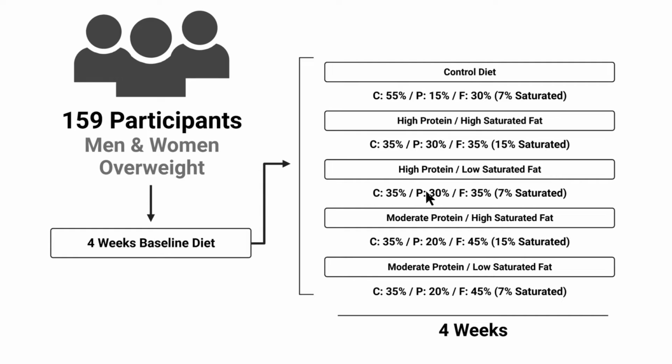Now they had the exact same situation, but a low saturated fat, so everything else is the same: carbohydrates 35%, protein still 30%, fats are still 35%. When I say fats, I mean total fats. And then now, because it's a low saturated fat, it's 7% saturated. And then they've got a moderate protein, which drops the protein from 30% down to 20%, and it cranks up the total fat to 45%, but it maintains saturated fat at 15%, and then a low saturated fat condition of the same thing at 7%.